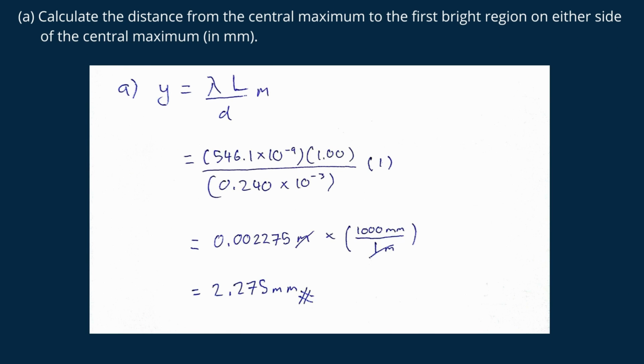Part A of the question wants us to calculate the distance between the first bright fringe and the center. This means that we must use the bright fringe equation that we derived, and the value m is equal to 1. The calculation is as follows. After plugging in the values in the equation, we get the final answer 2.275 mm.